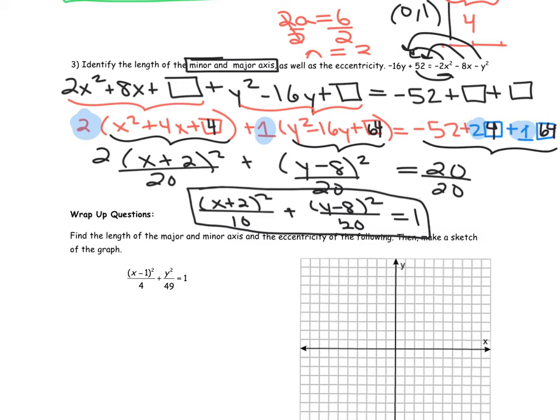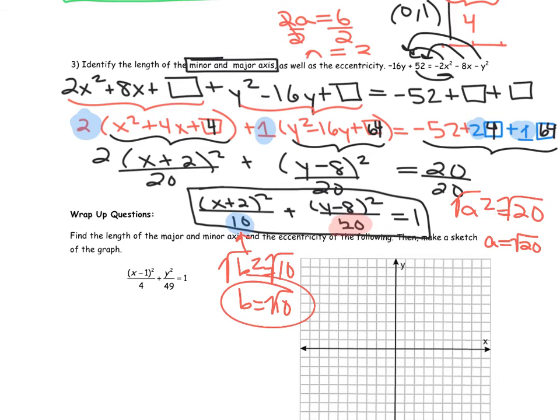Now we want to come up with the major axis and the minor axis. So we can already tell, remember the bigger value is our a squared. So here's our a squared, here's my b squared. So I have a squared equals 20, and I have b squared equals 10. So if I square root both sides, I know a is equal to square root of 20. If I square root both sides here, I know b is equal to the square root of 10. And remember, the major axis is twice a. So 2a is going to equal 2 root 20.